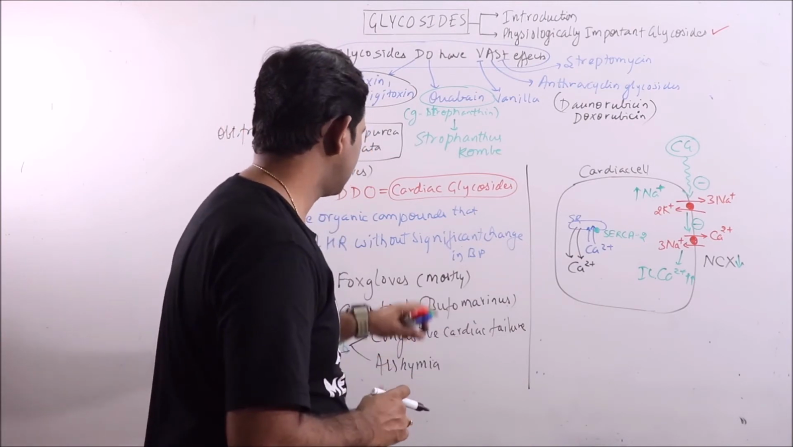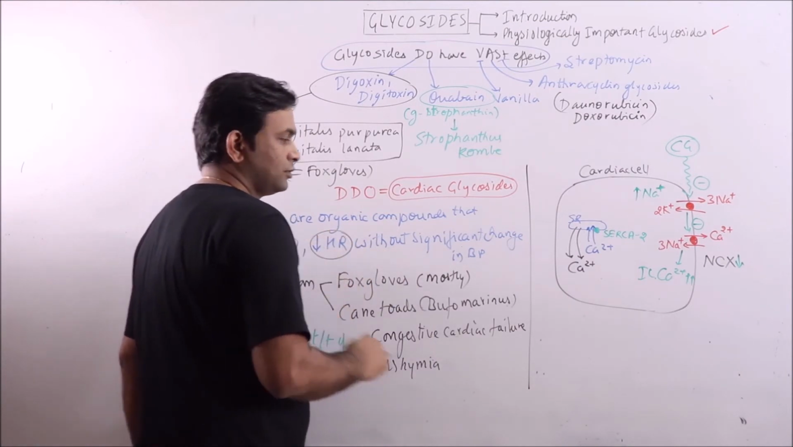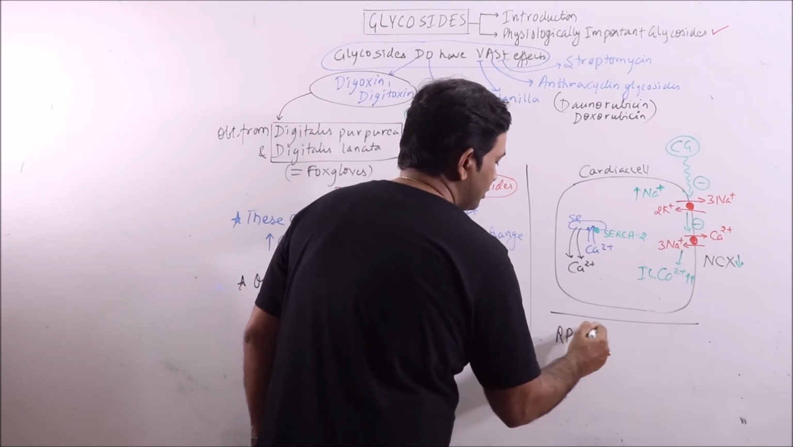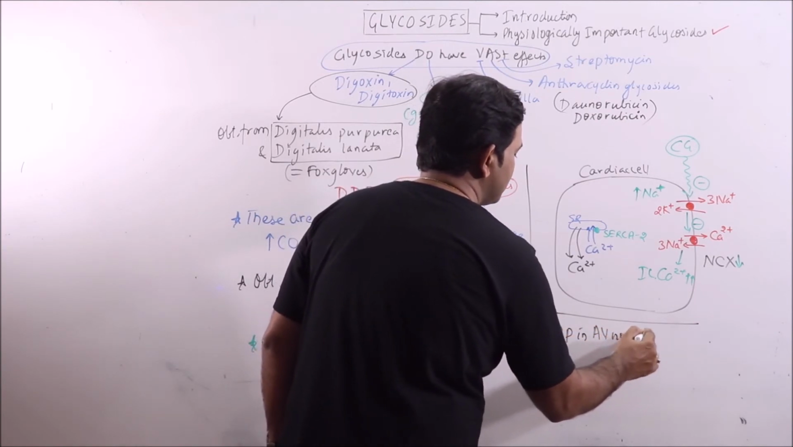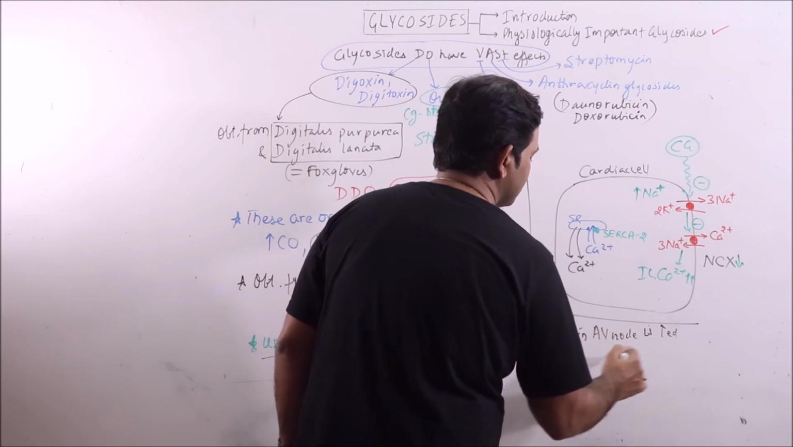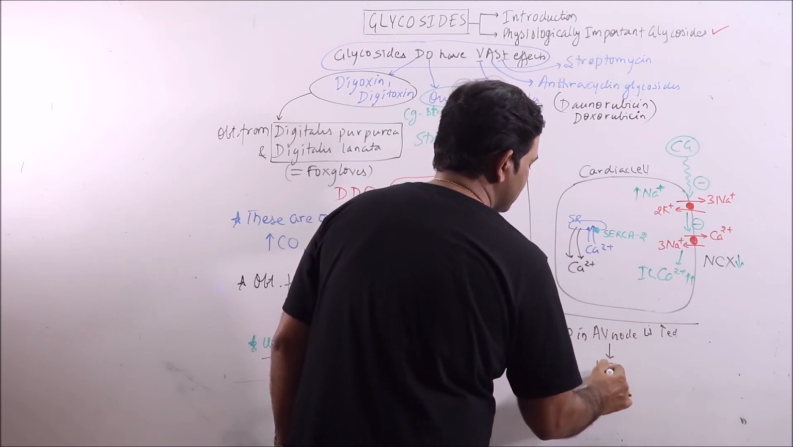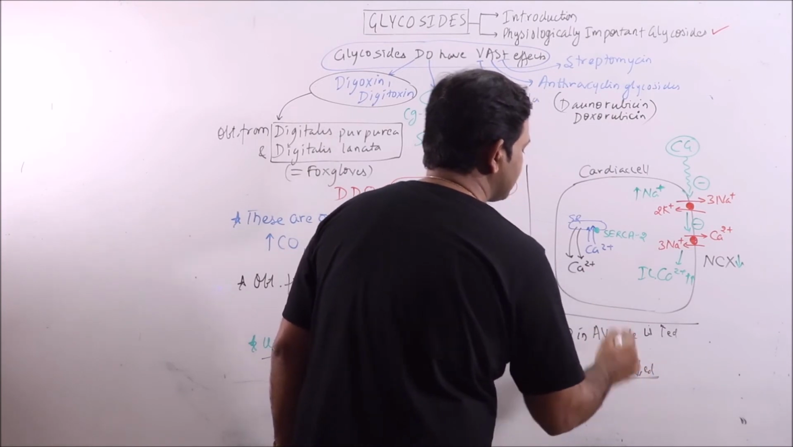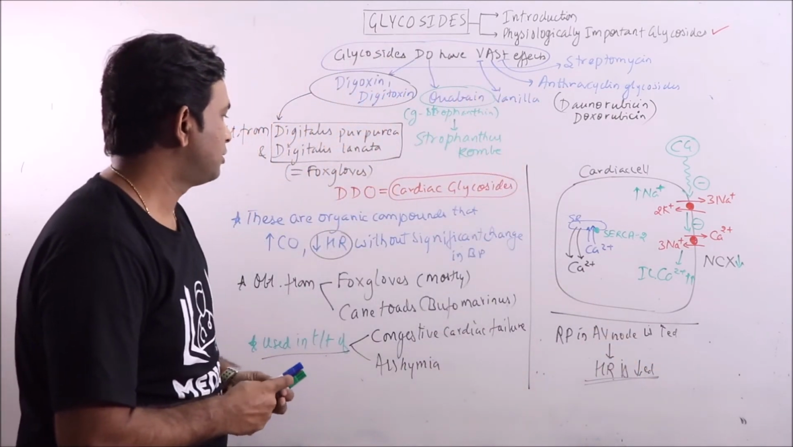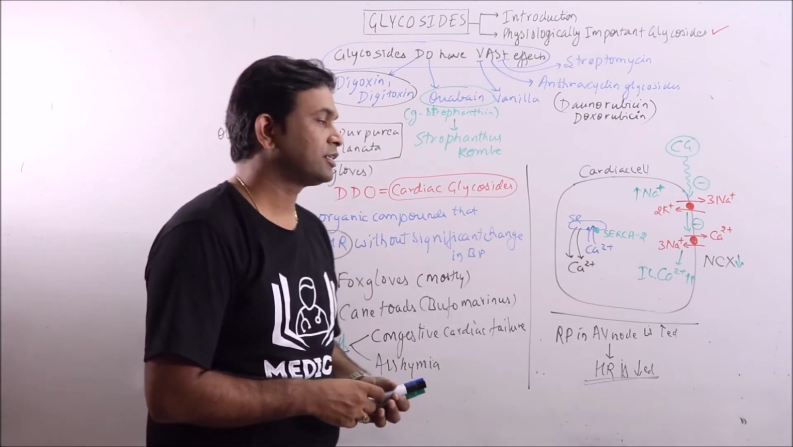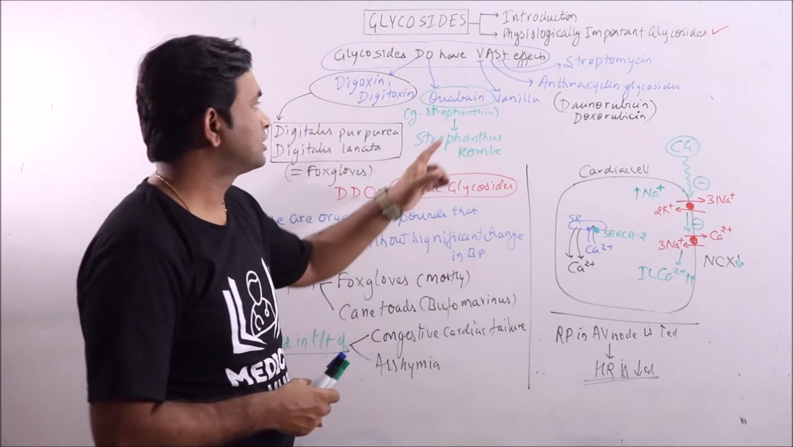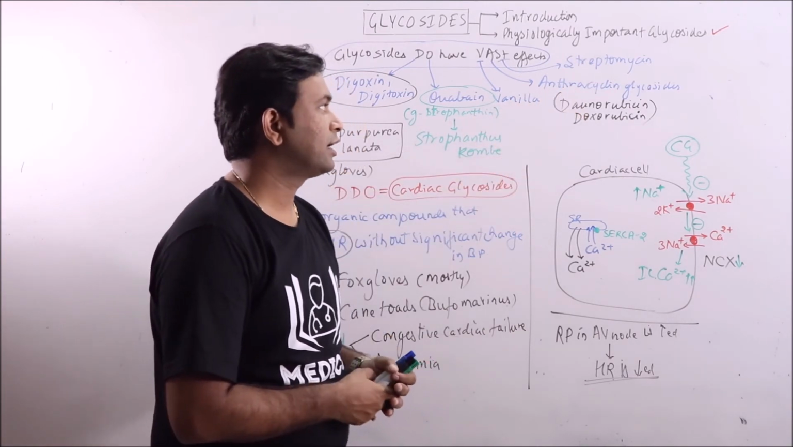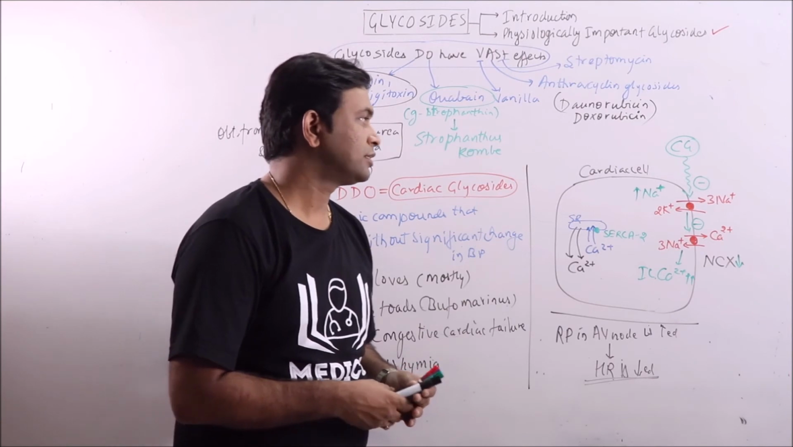Now what about the heart rate? For that, the refractory period in the AV node is increased, because of which heart rate is decreased. So this is the mechanism of action of cardiac glycosides. In the next lecture, we'll discuss the biological importance or role of vanillin, anthracycline glycosides and streptomycin.